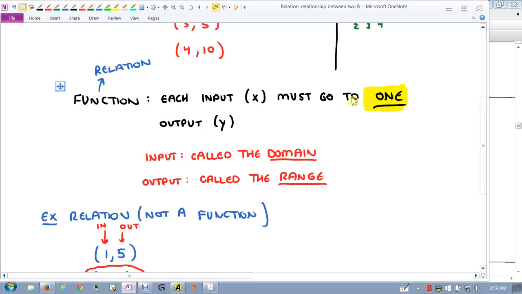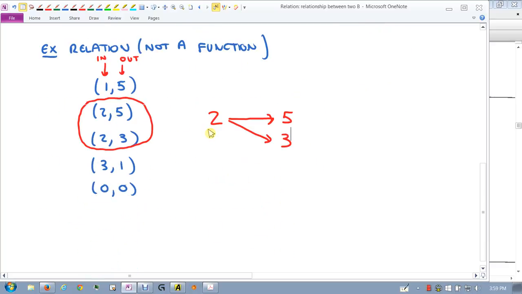Each input must go to one output. 2 goes to 2 different places, not a function. Now, let me ask you, where did 1 go? 1 went to 5.